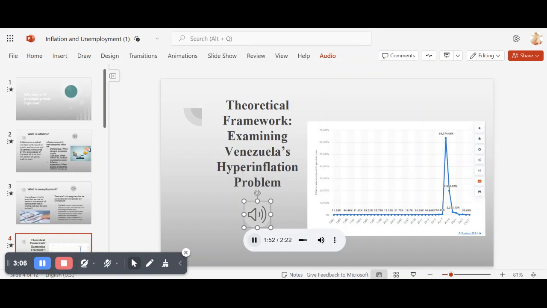In conclusion, Venezuela's economic collapse highlights the dangers of fiscal mismanagement, over-reliance on oil, and unchecked monetary expansion. Tools like the ASAD model, Phillips curve, and Laffer curve provide valuable insights into the crisis. Effective, balanced policies are crucial to such scenarios.